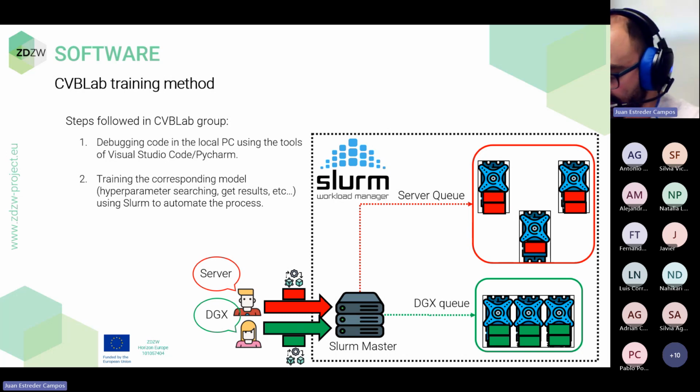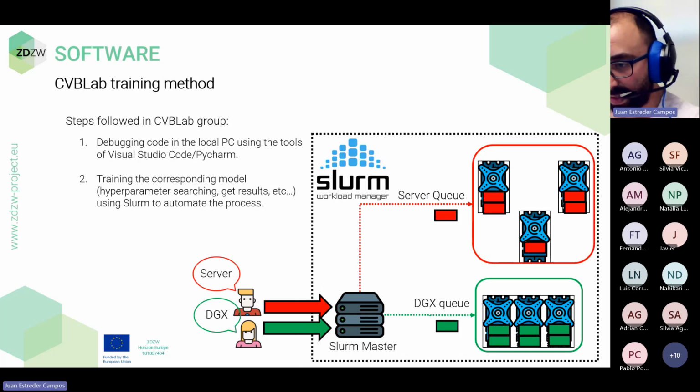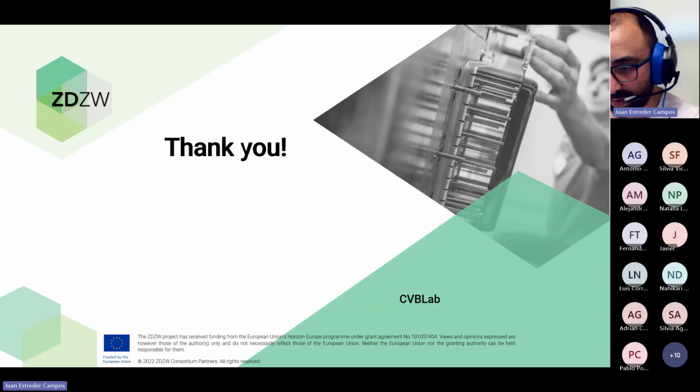Once all the resources are full, the next jobs or the next models to execute are in a queue, waiting for the last job to be finished. Once a job is finished, automatically the next takes its place to take benefit of the tool. Okay, so in my case, that finishes my part, and if you have any questions, you can use the chat, and this is all.